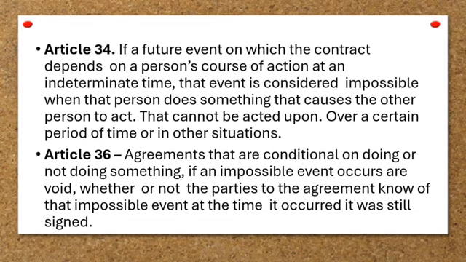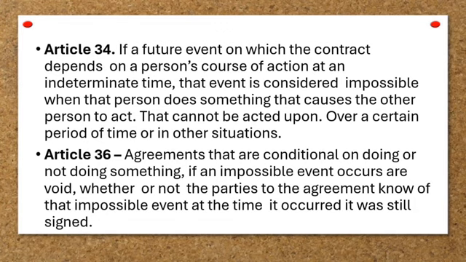So coming to Article 36. Article 36 states that agreements that are conditional on doing or not doing something, if an impossible event occurs, are void, whether or not the parties to the agreement know of that impossible event at the time it was signed. Here, Article 36 describes that for agreements which are conditional on doing or not doing something, when the act, which is an impossible event, occurs, the agreement is void.